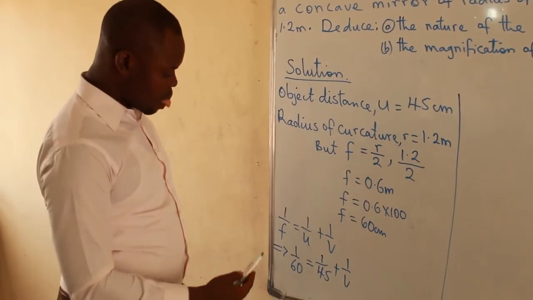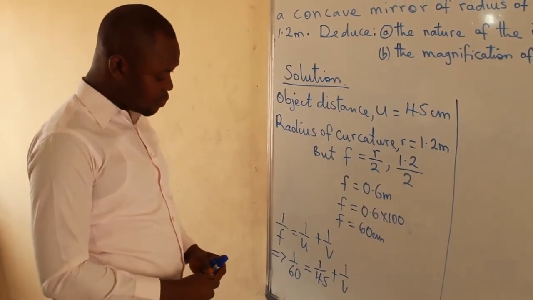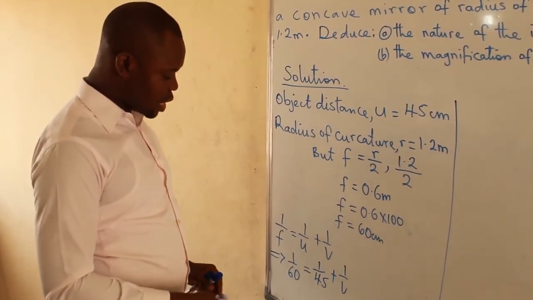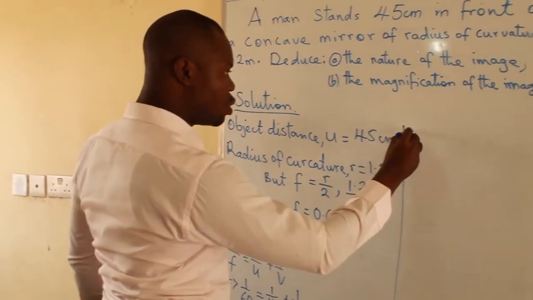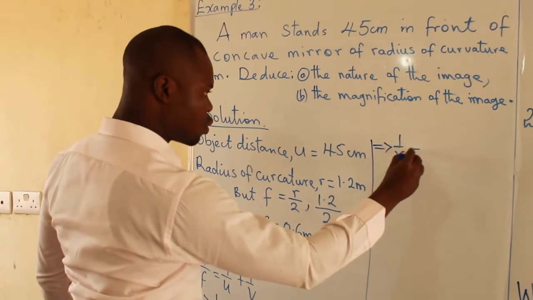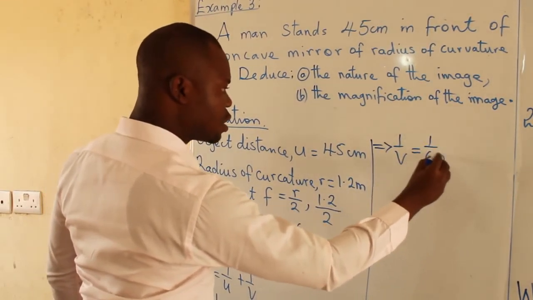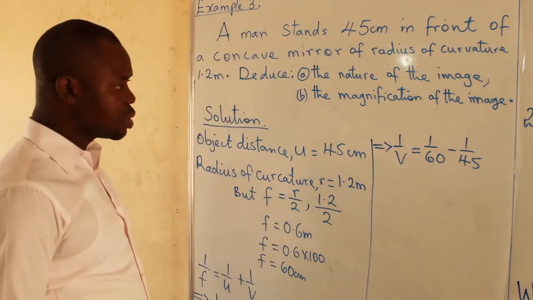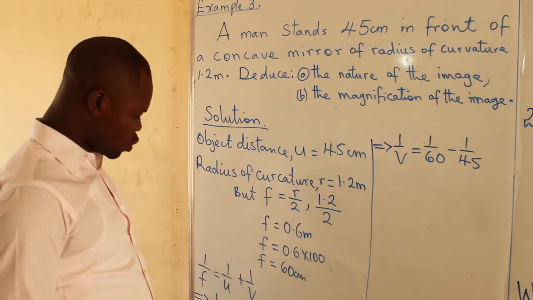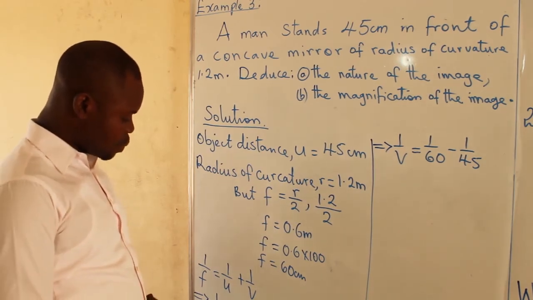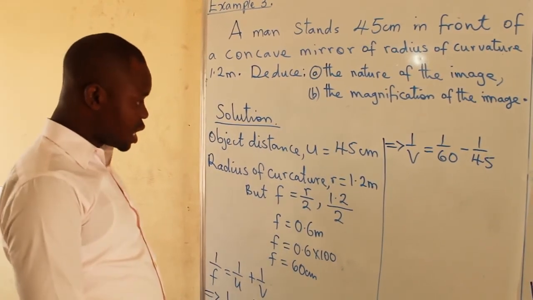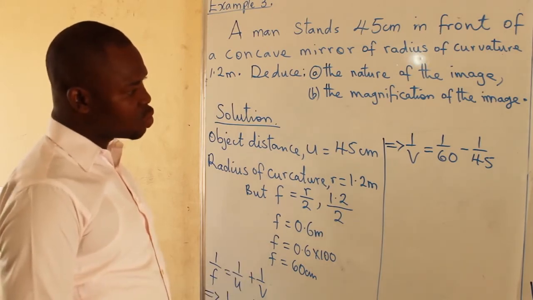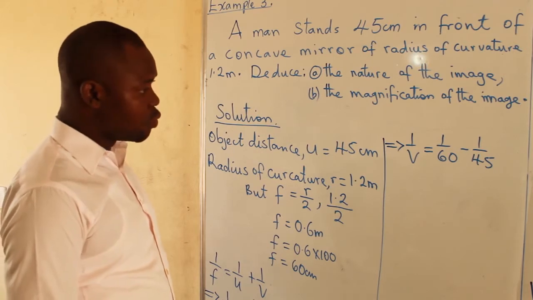We find the LCM. Before we do that, let's bring 1 over 45 to the other side. And when you do that, the sign changes. So you have 1 over v equals 1 over 60 minus 1 over 45. Because 1 over 45 is positive at the right hand side. Coming to the left hand side now, the sign will change. So you have 1 over v equals 1 over 60 minus 1 over 45.